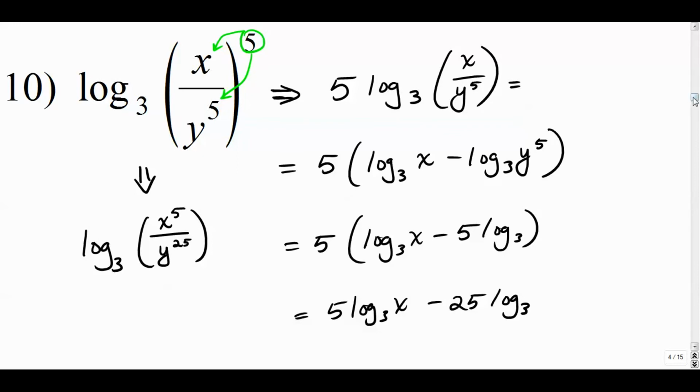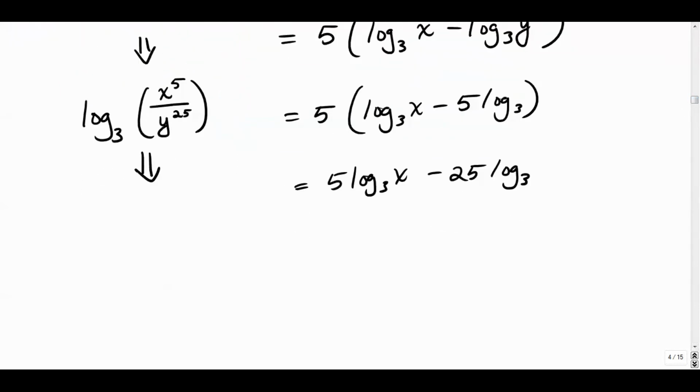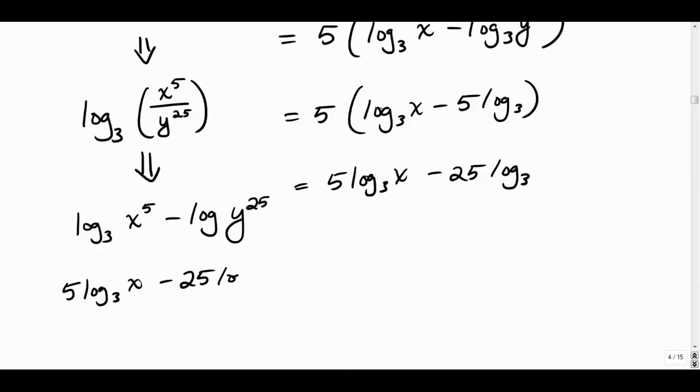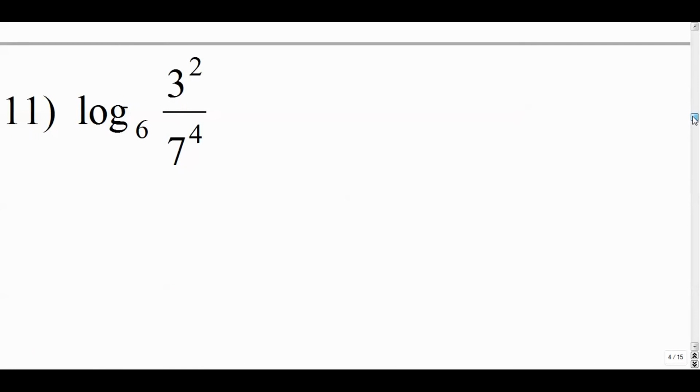That translates, this is division, so we're going to translate it into subtraction. The exponents come down in front, 5 log base 3 of x minus 25 log base, should have a 3 there, log base 3 of y. And you can see that this answer is the same as this answer. So pick your favorite method. Number 11.